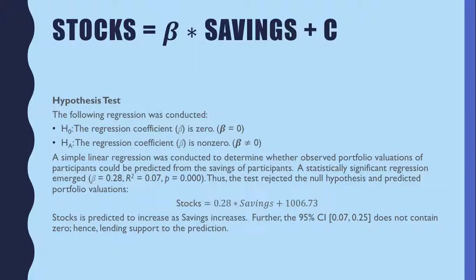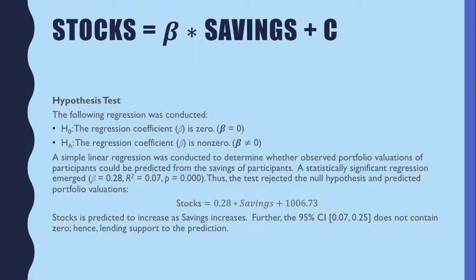In our third and final test, stocks is the dependent variable, while savings is the independent variable. The following regression was conducted. The null hypothesis states that the regression coefficient is 0. The alternative hypothesis states that the regression coefficient is non-zero. A simple linear regression was conducted to determine whether observed portfolio valuations of participants could be predicted from the savings of participants. A statistically significant regression emerged. Beta equals 0.28, r squared equals 0.07, and the p-value equals 0.000.